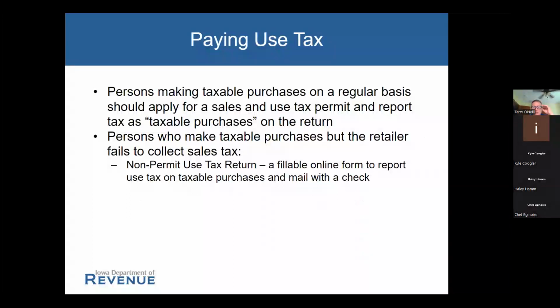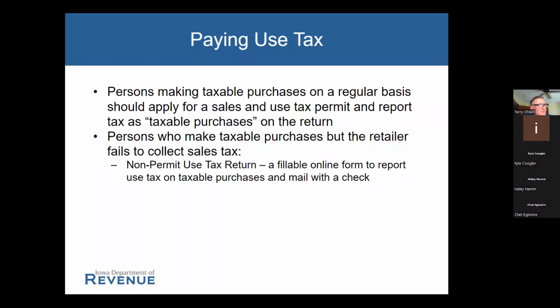Paying use tax. When it comes to paying use tax, if you are making taxable purchases on a regular basis, you should apply for a sales and use tax permit and report the tax on the taxable purchases section of the Iowa return. A lot of times this would apply to businesses. Businesses constantly are purchasing things for their daily operations. So that would be an example of making purchases on a regular basis. This could also apply to individuals as well.